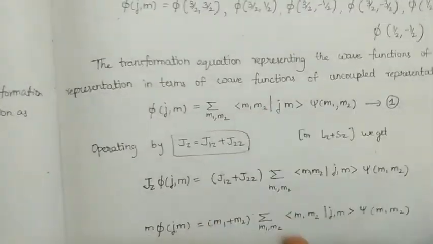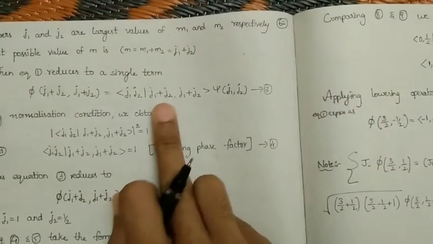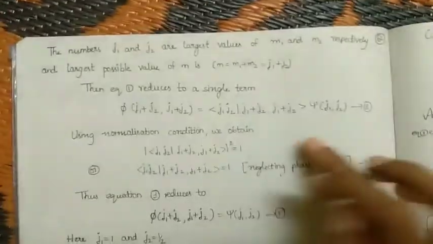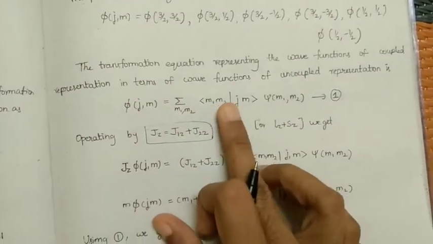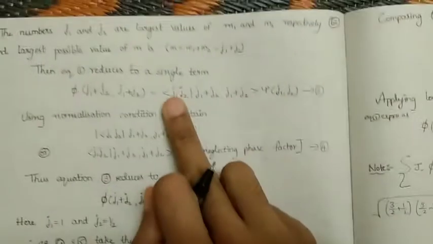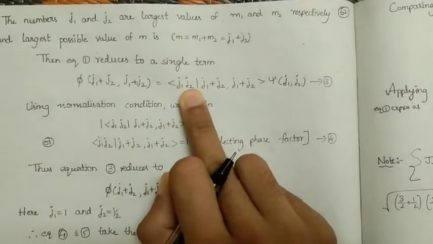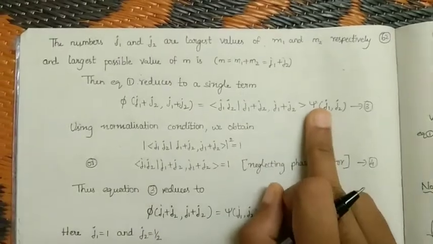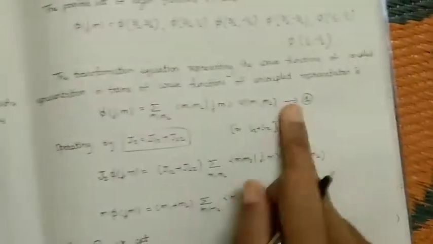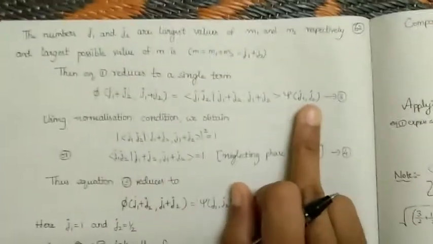And here again we have the summation over m1 m2. So here m1 m2 jm is there. In the place of m1, j1, in the place of m2, j2, and next jm, here also j1 plus j2, and xi of m1 comma m2 is there. So xi of j1 comma j2.